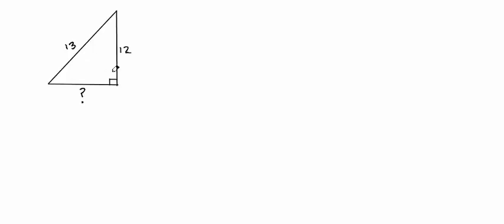Well, this is a direct application of the Pythagorean theorem, which tells us that in any right triangle, the side opposite to the right angle, which is called the hypotenuse, if you square that, which means if you do 13 squared, that's going to be equal to the sum of the squares of the other two sides. So this is going to be equal to 12 squared plus whatever this length is. Let's call that x for the moment. So this is going to be equal to x squared plus 12 squared.